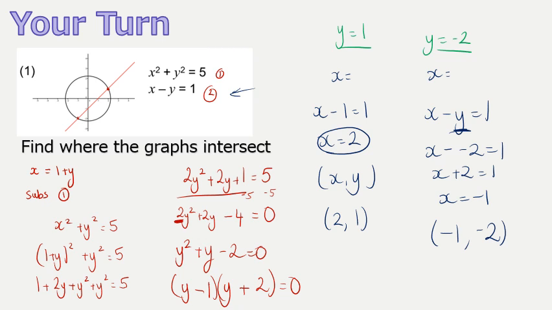And I'm just going to go and have a look at the graph. Does that seem about right? Well, yeah, this point could be 2, 1. And this point here, minus 1, minus 2, seems about right as well. So I found those two solutions.